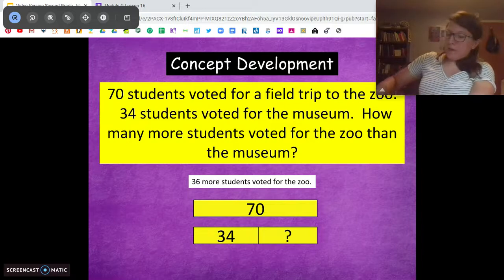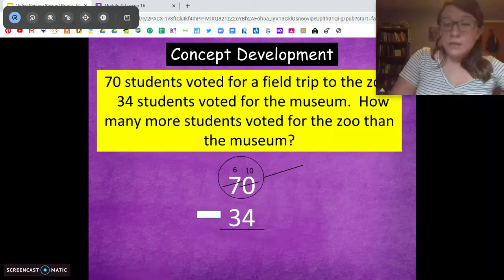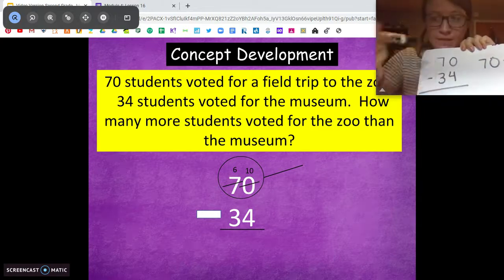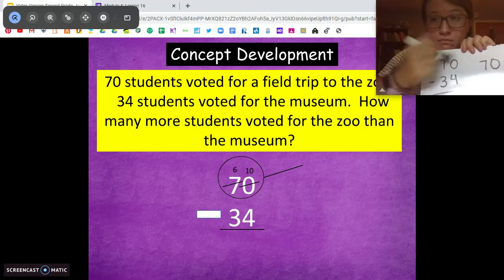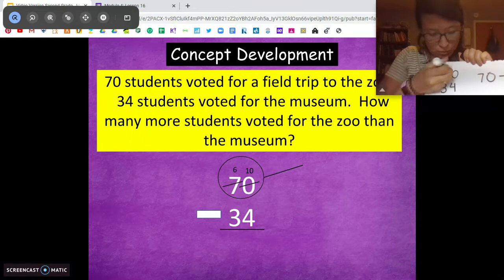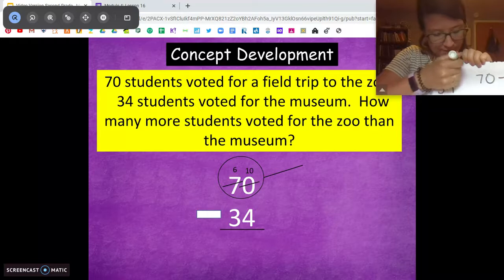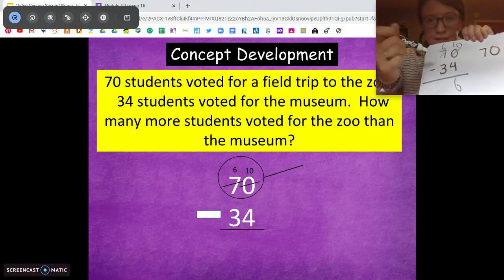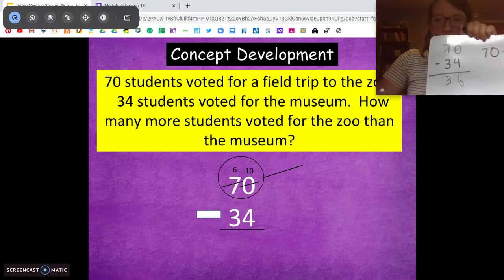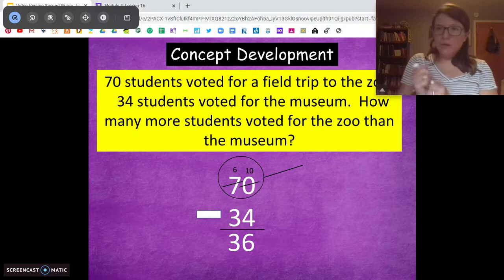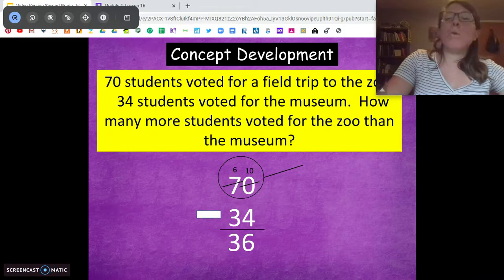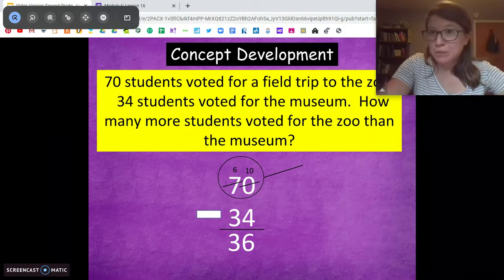Now, last way is the vertical method. If you're going to solve using the vertical method, you have to start by noticing 70 is your whole, and you cannot subtract 4 from 0. So we're going to take 10 from here. If we take 10 from here, this becomes a 6, and our 0 becomes a 10. Now we can subtract. 10 minus 4 gives us 6. 6 minus 3 gives us 3. We got 36. Thumbs up if you used the vertical way. Either way, you get 36 more students voted for the zoo than the museum.